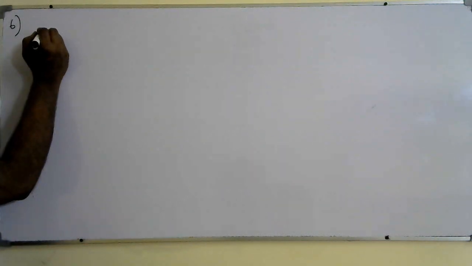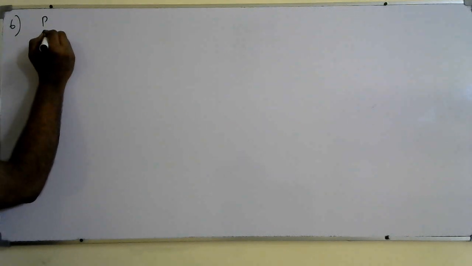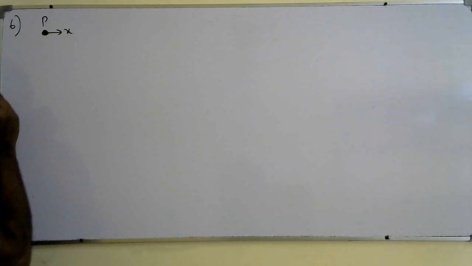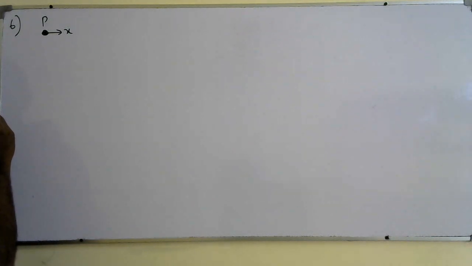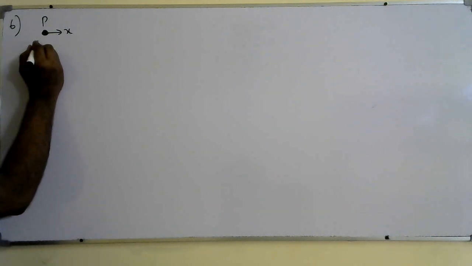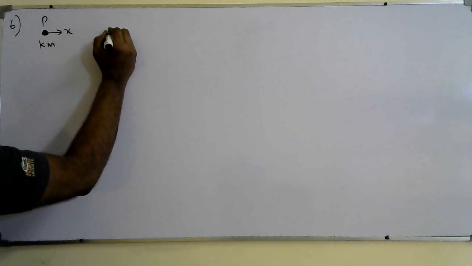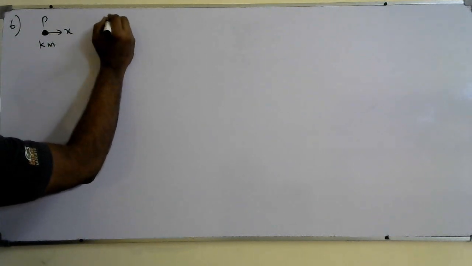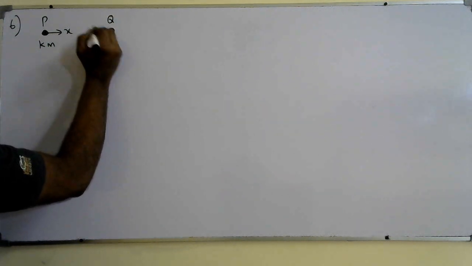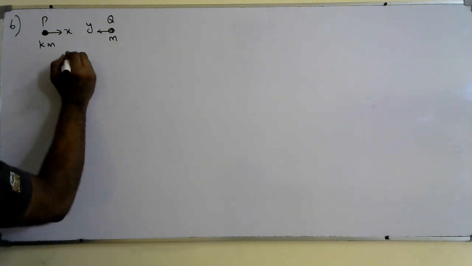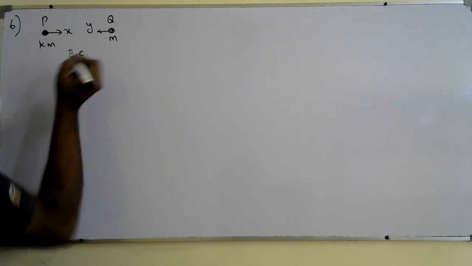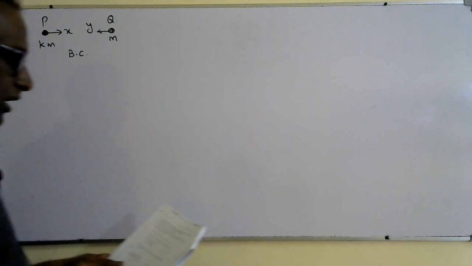So there are two particles. This is P moving at x. Its mass is km. This is particle Q, moving at speed y. Its mass is m. This is before collision, b.c. for before collision.